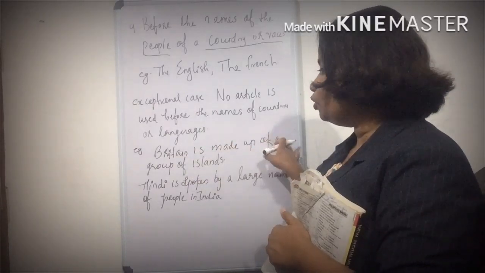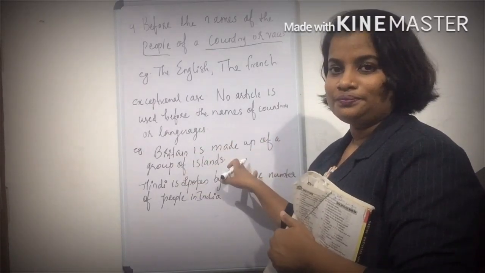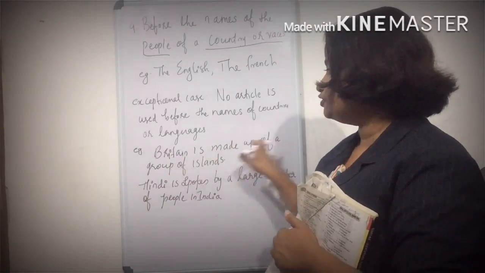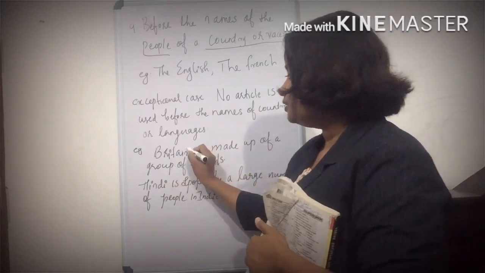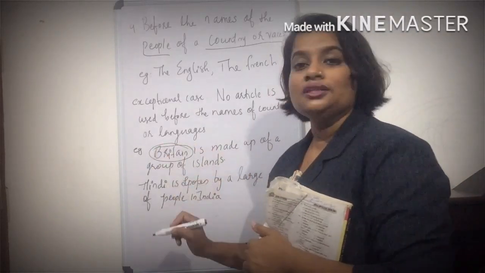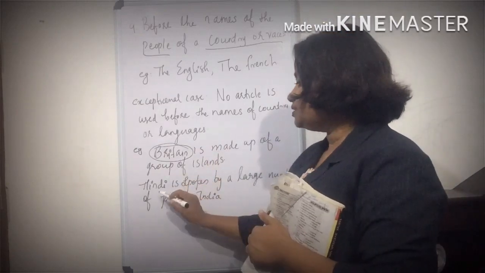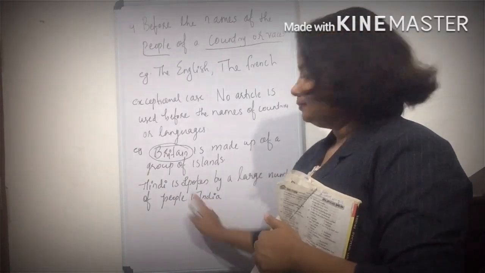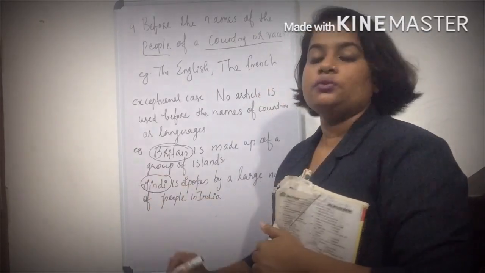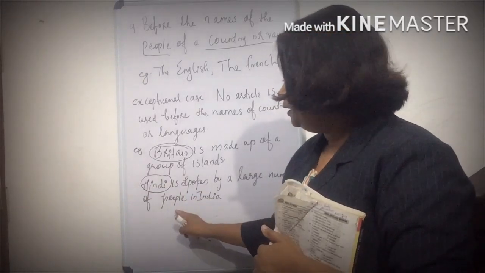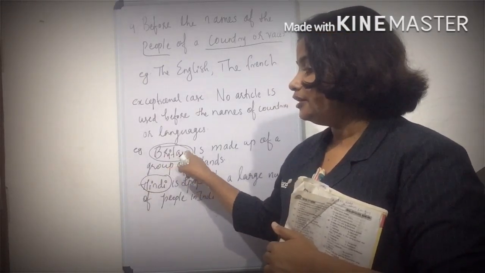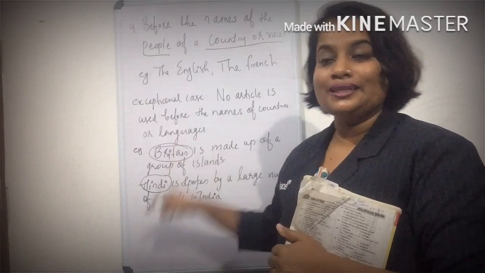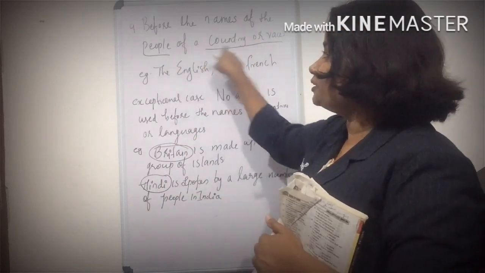Britain is made up of a group of islands. How is Britain made up? Yes, Britain is made up of a group of islands. Here Britain represents the country. Next one is, Hindi is spoken by a large number of people in India. Hindi is the language. That's why we never use the before the name of the country and the language. But we use the before the people of a country or races.